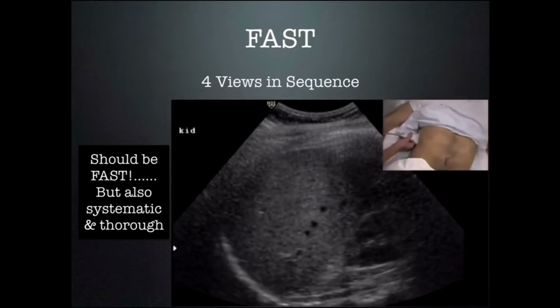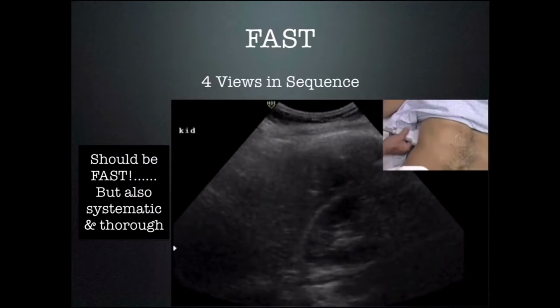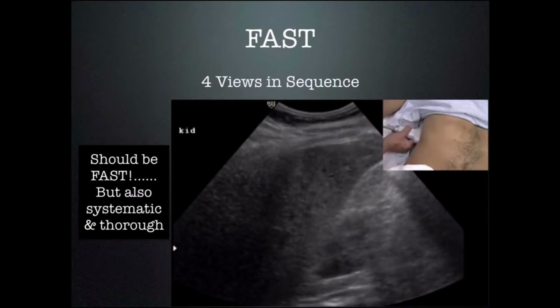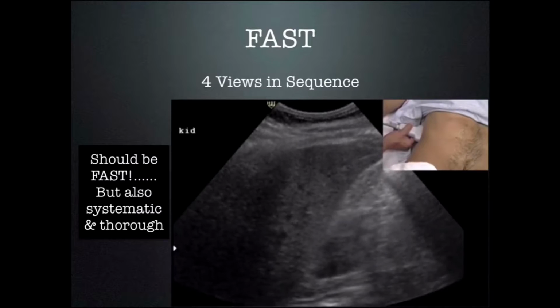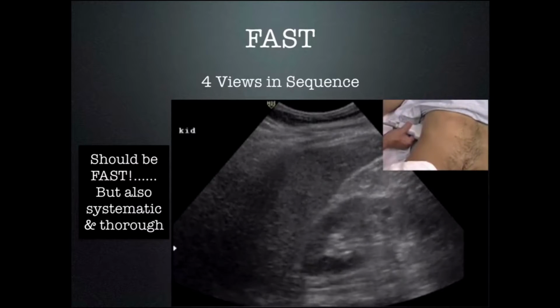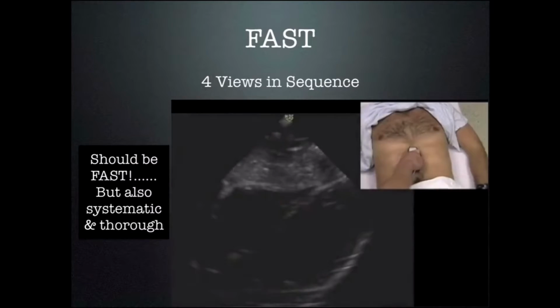One more time. This is the right upper quadrant. We see the liver. We're panning through Morrison's pouch. There's the kidney coming into view. There's a bright hyperechoic stripe between them and not a black hypoechoic stripe.